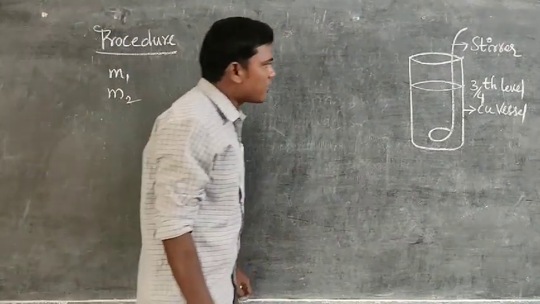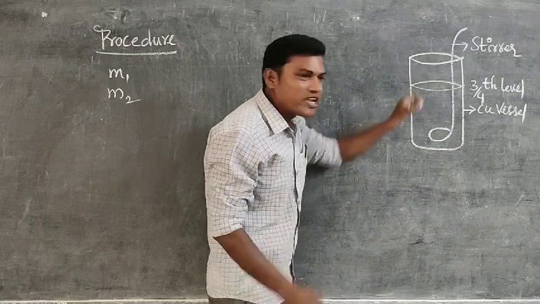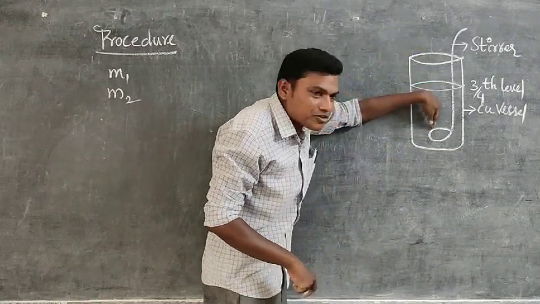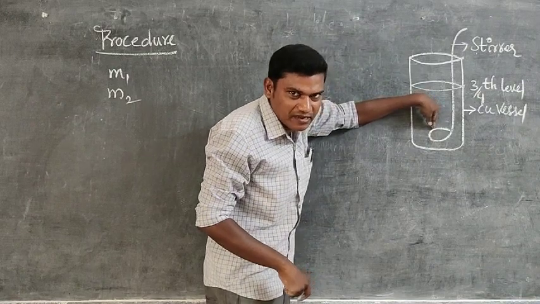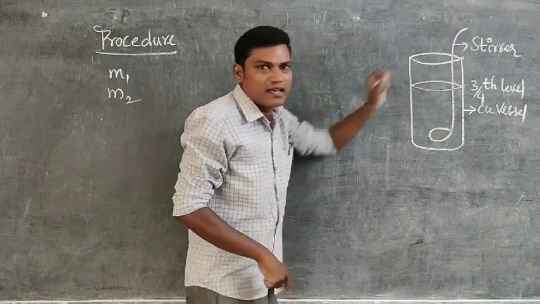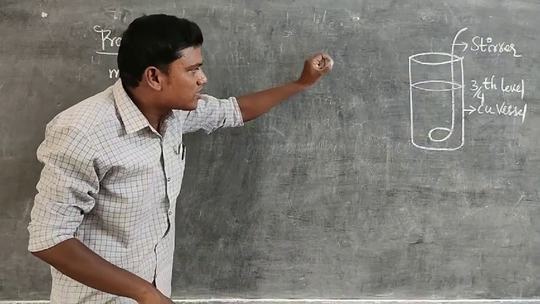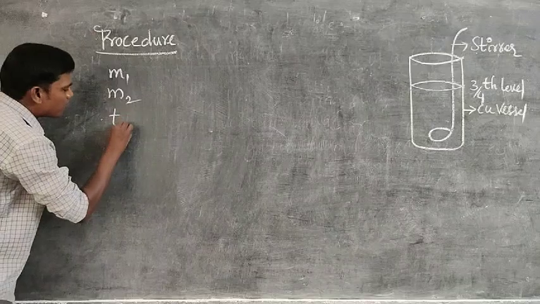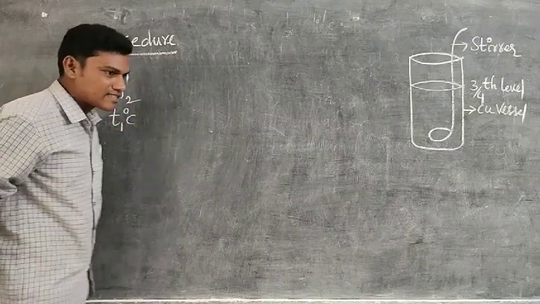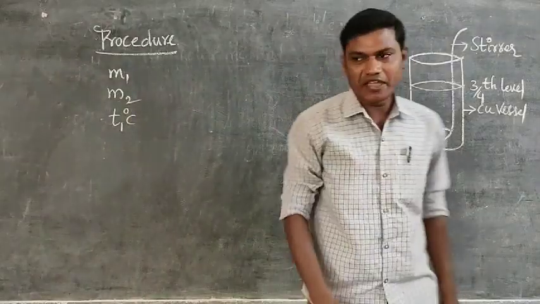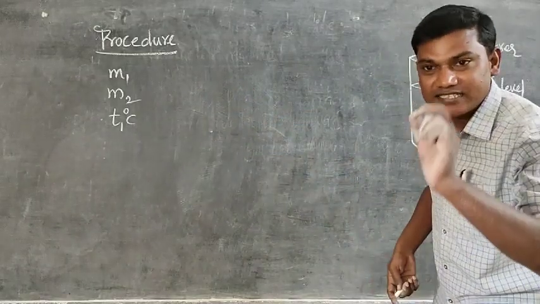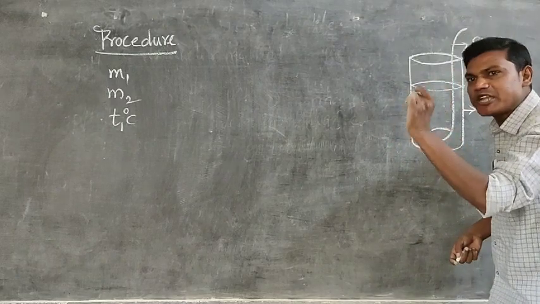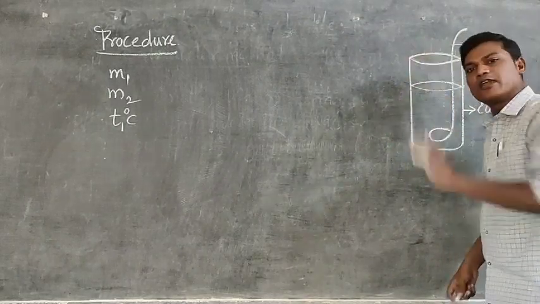Now, what can we do next? We take a thermometer and place it into the water of the calorimeter, and measure the initial temperature of the water and calorimeter. We note that as T1 degrees Celsius. Listen very carefully here: T1 degrees Celsius represents the initial temperature of the water and calorimeter.